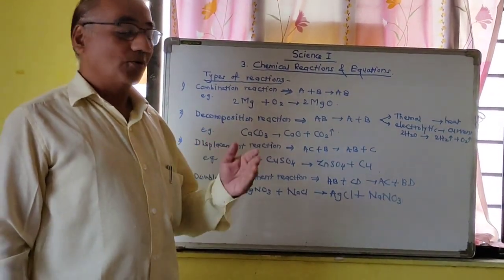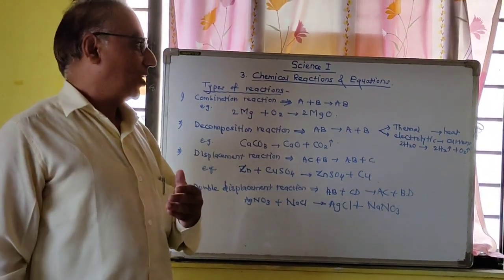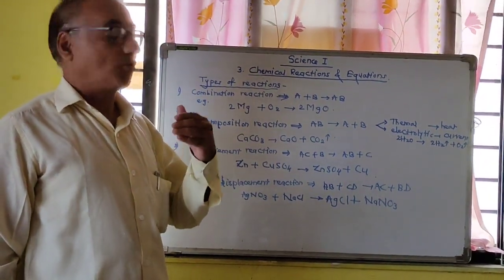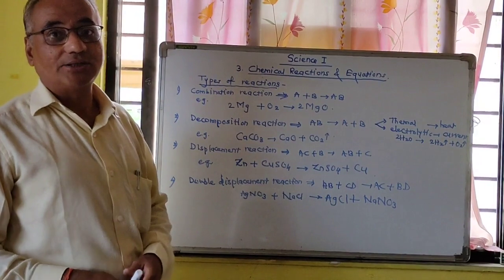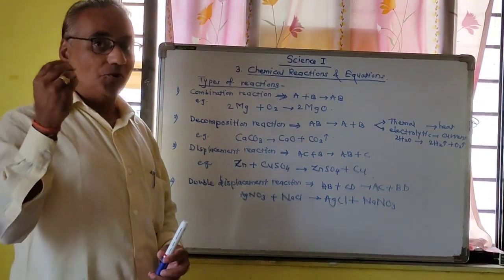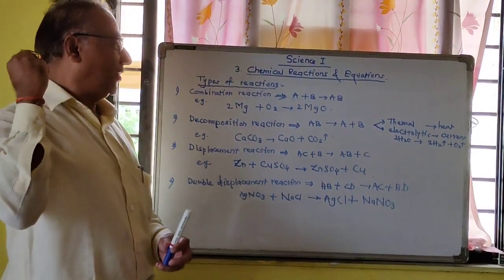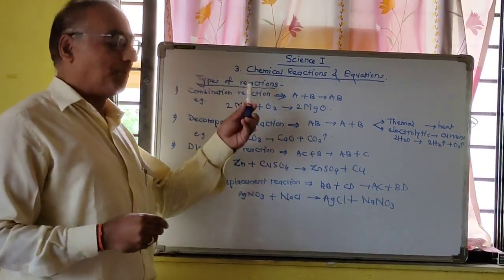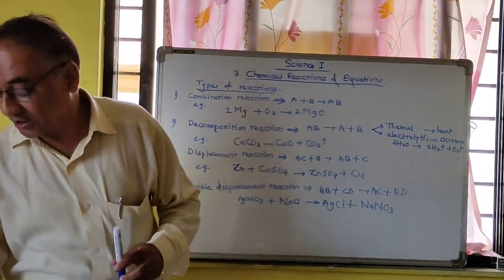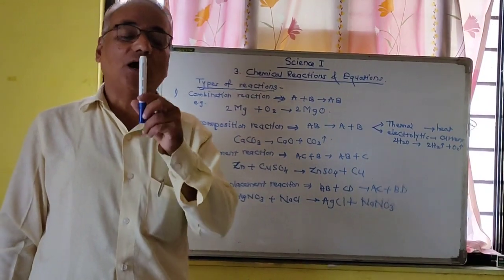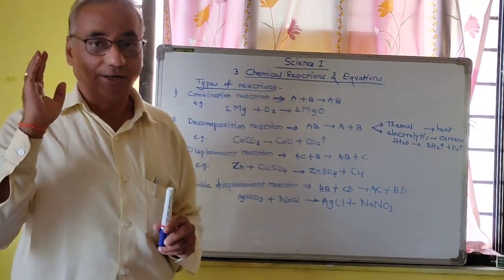Now we are going to start the next topic of your third chapter from science, that is chemical reactions and equations. Today we are going to see two main topics. The first topic is types of reaction, and the second one is what are the factors which affect the chemical reaction.